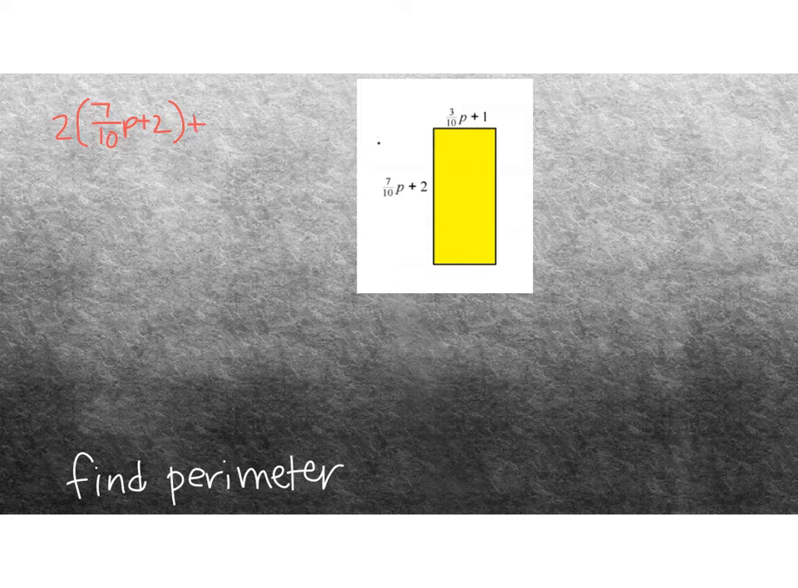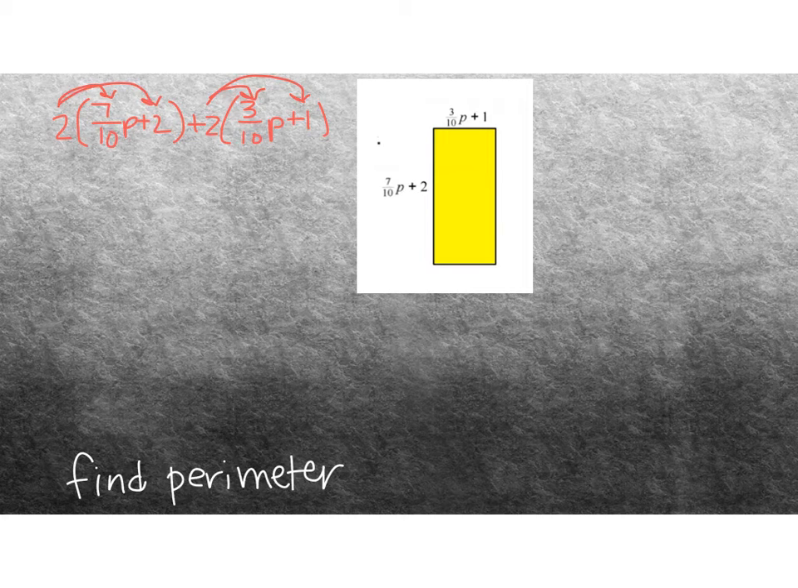And we are adding that to the second side, which is 3/10 p plus 1, but there's also 2 of them. So we can write it this way, which allows us to distribute, combine like terms to get our final answer for the perimeter. So we are going to be multiplying 2 times 7/10 p, and then 2 times 2, and then 2 times 3/10 p, and then 2 times 1.